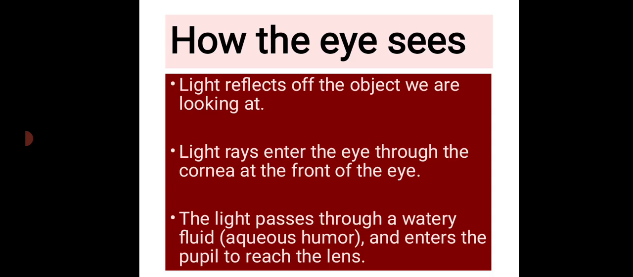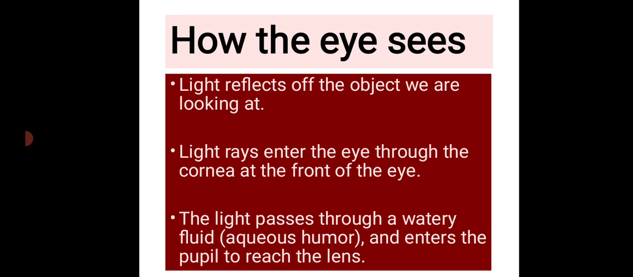So how does the eye see? We're going to learn, and at the end of this lesson, you should be able to explain how the eye sees. So this is what happens whenever you look at any object. It is light that reflects off the object that we see. It is light that helps to reflect whatever we see. So the light rays enter the eye through the cornea at the front of the eye.